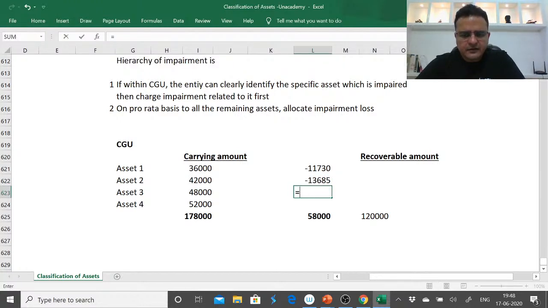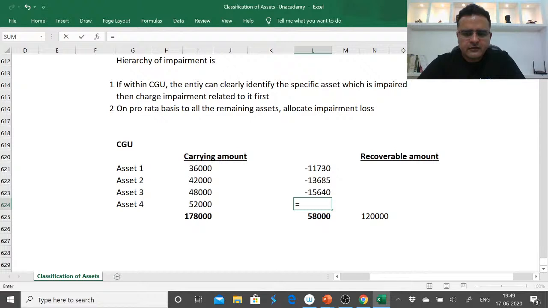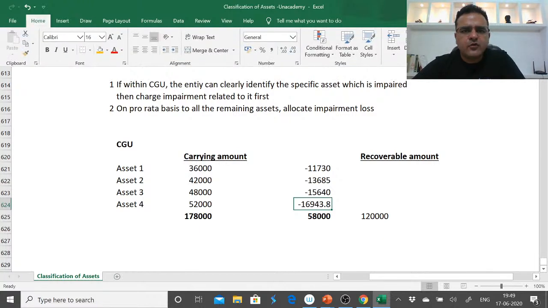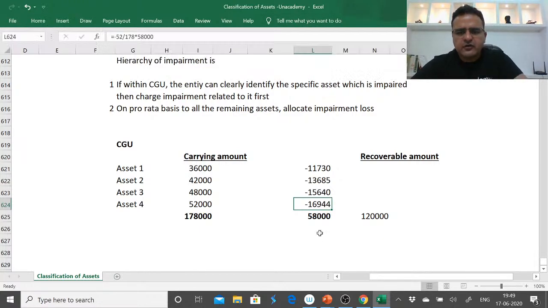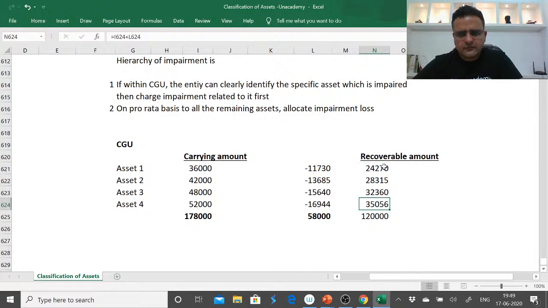Third, it is minus 48 divided by 178 into 58,000, minus 52,000, 52 divided by 178 into 58,000. So the total loss allocated to all the assets on a pro rata basis is equal to 58,000, and the recoverable amount of this asset is equal to 120,000 is the recoverability.